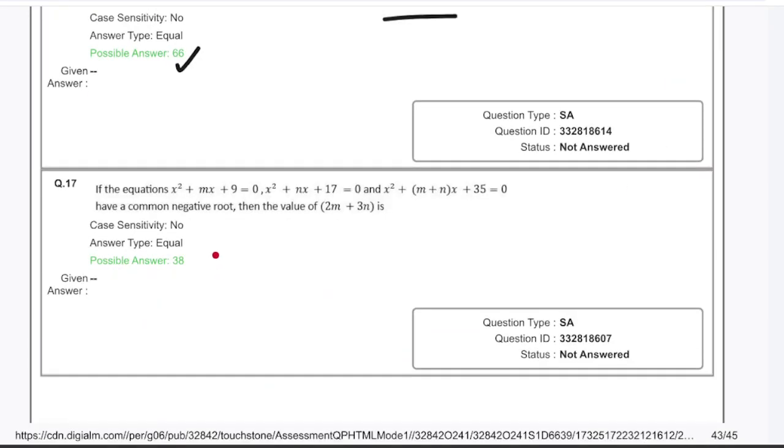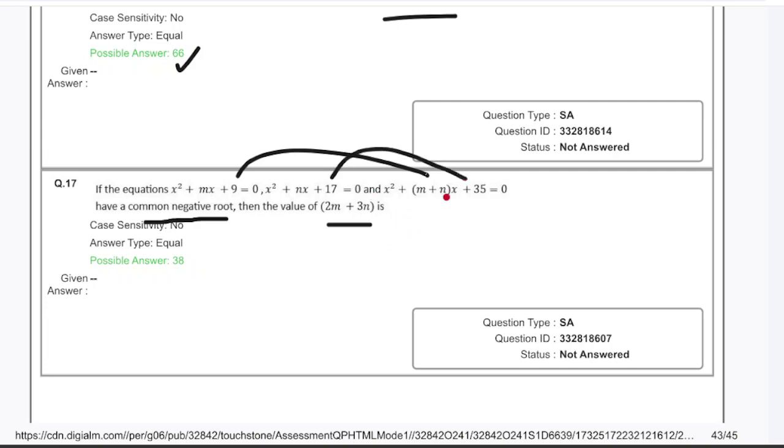Now, question number 17, the next question which we have: if the equations x square plus mx plus 9 is equal to 0, x square plus nx plus 17 equal to 0, x square plus (m plus n)x plus 35 equal to 0 have a common negative root, then find the value of 2m plus 3n. Now, when there is a common root, we subtract the equations from each other, and then we have to find two different equations. That's how we used to do it. So first of all, let's take these equations and see what exactly comes out to be.